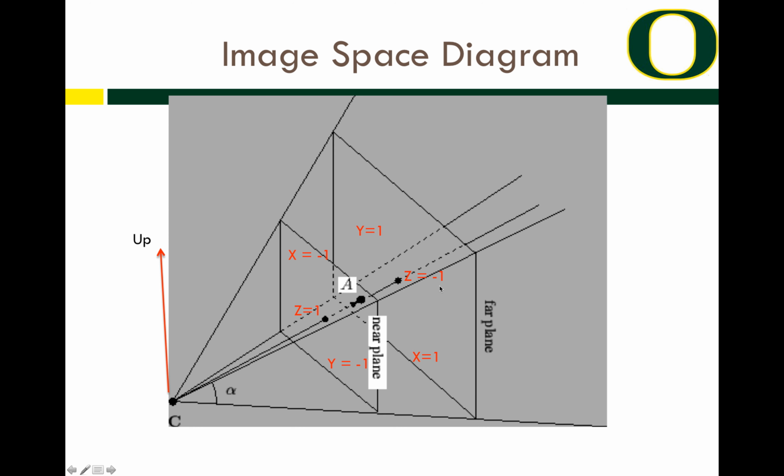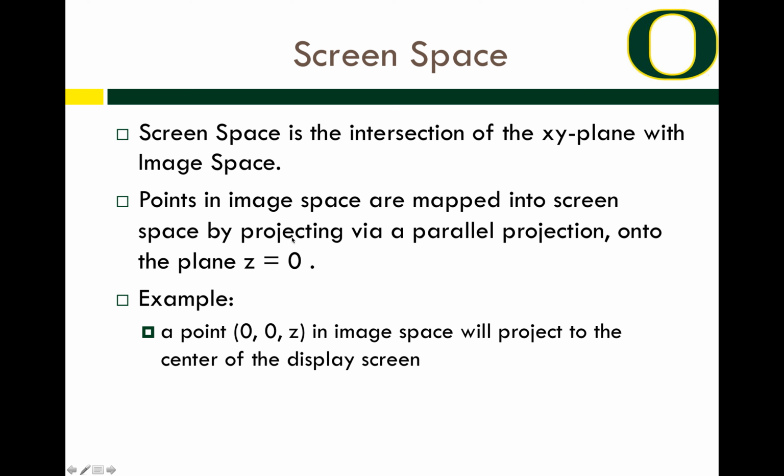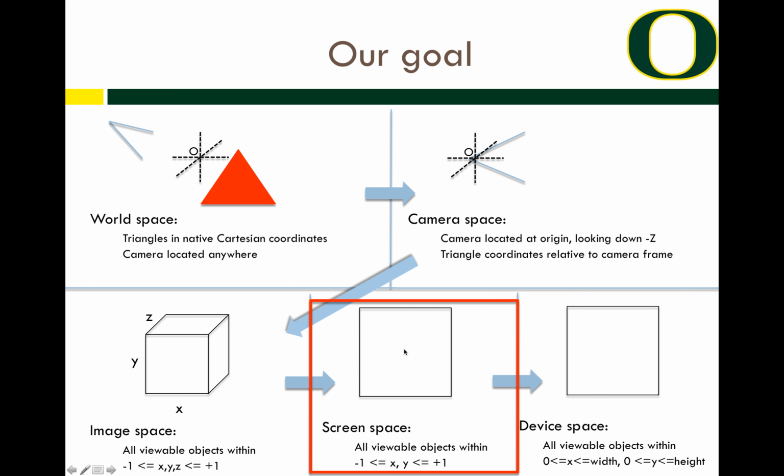Okay, the next is the screen space. And so this is projecting what we have in image space onto the plane z equals 0. And if we have a point 0, 0, z in image space, then that will go to the center of the display screen. It would be 0, 0, the very middle, because this would be x equals minus 1, this would be x equals plus 1, y equals minus 1, and y equals plus 1. So if we have 0, 0, that's the middle, and any 0, 0, z will project to the center. Aha, and there's my diagram, x minus 1 plus 1, y minus 1 plus 1.